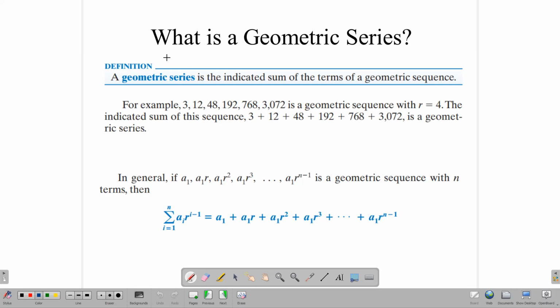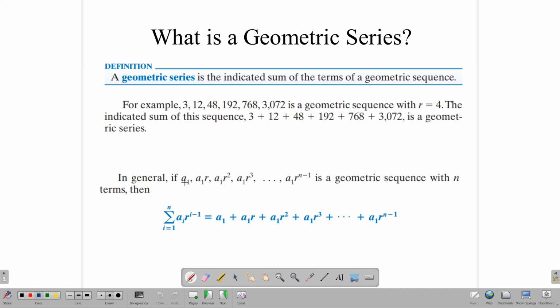Remember, a series results when we add the terms of a sequence. And so a geometric series is the indicated sum of the terms of a geometric sequence. So for example, here we have a geometric sequence, 3, 12, 48, etc., going up with r equals 4. And its indicated sum would be 3 plus 12 plus etc., going up to the number that is specified there.